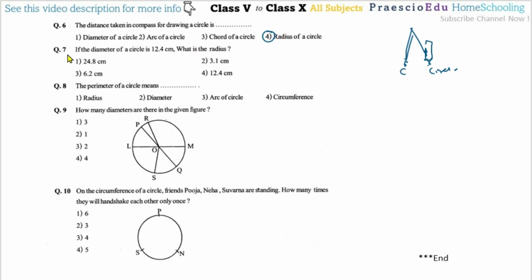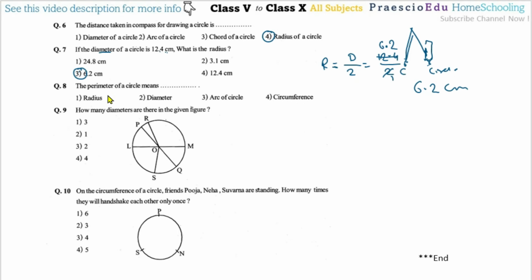Then question number 7, if the diameter of a circle is 12.4 centimeter, what is the radius? As we know, radius r is equal to half of the diameter, or d by 2. So 12.4 by 2: 2 sixes are 12, the decimal point as it is, and 2 twos are 4, so this will be 6.2, and the unit is centimeter. So 6.2 centimeter means option number 3 is the correct one.